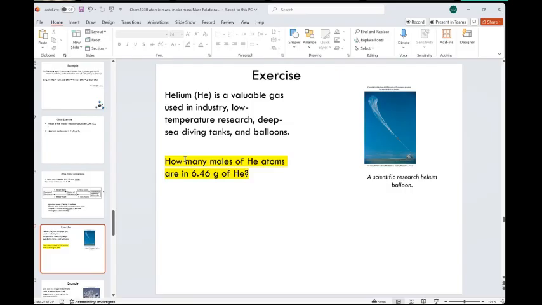How many moles of helium atoms are in 6.46 gram of helium? Okay, let's say someone is using 6.46 gram of helium for their research. Now, if you want to know in terms of mole, how many moles of helium are there? So for that, we need to know the molar mass of helium.